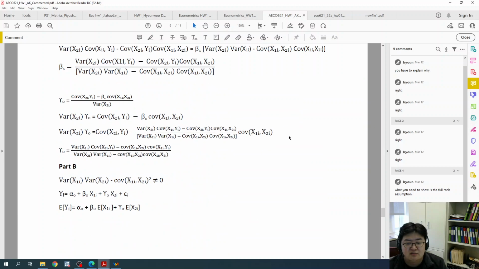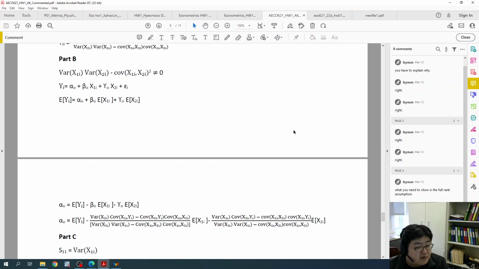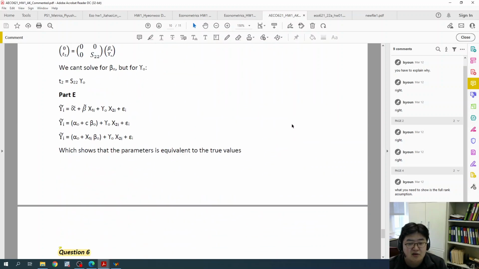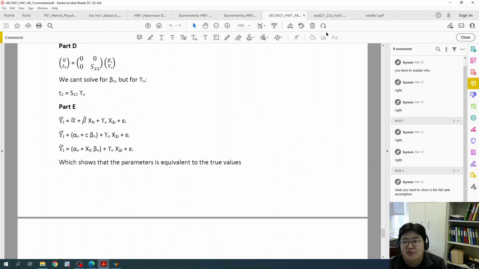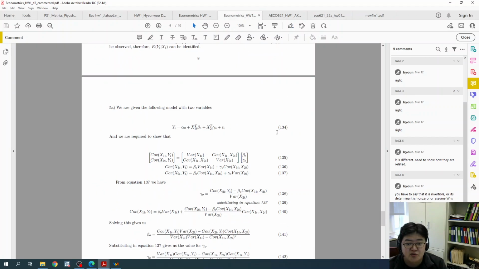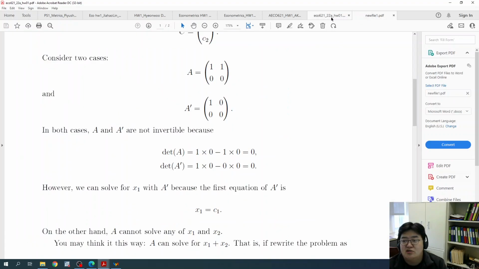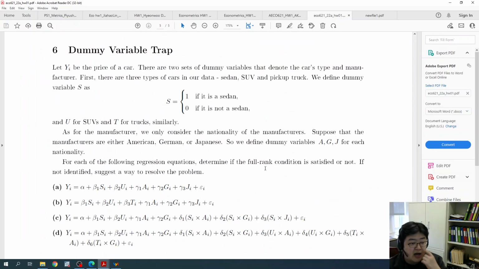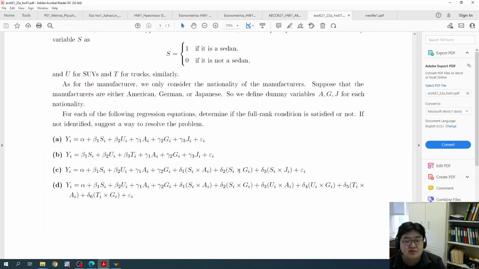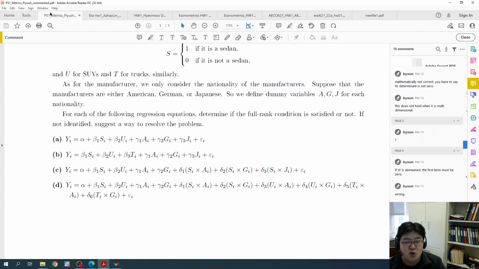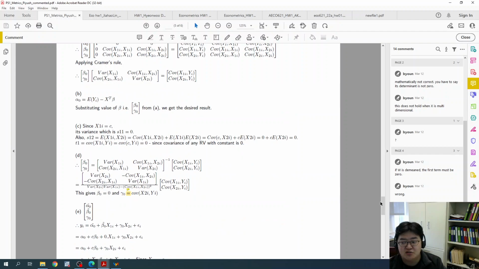It's algebraically very annoying, but you did well, so I don't worry too much about that. And question 6, I think I don't need to explain more. I have explained it a lot in class, and I commented if you were wrong in question 6.